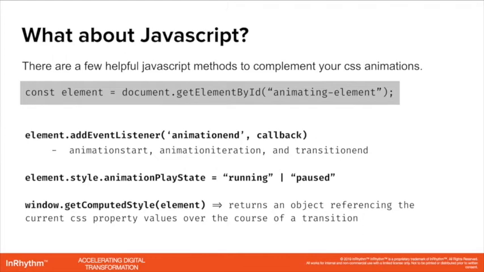Next up, we have a way to play and pause your animation using animation play state. And then finally, getComputedStyle is a useful way to track the exact values of your CSS properties as they change throughout an animation or transition.